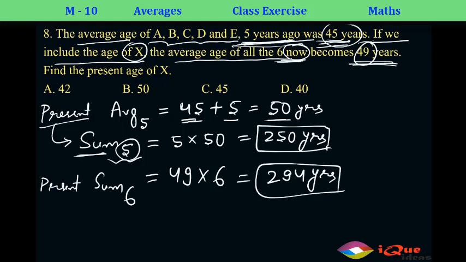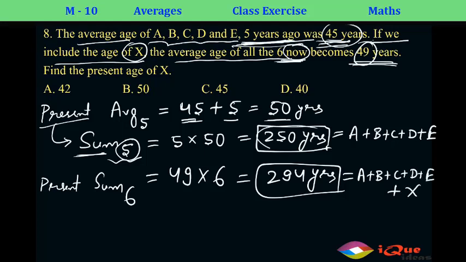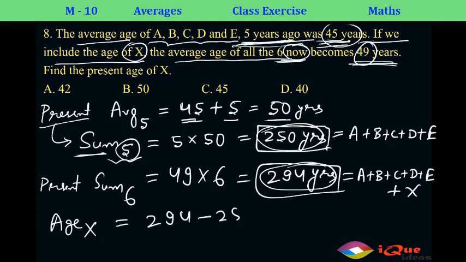Right, so please understand, just to make it clear, I'll write this: 250 is equal to A plus B plus C plus D plus E. And this 294 is equal to A plus B plus C plus D plus E plus X. So whatever is the difference of these two values will be the age of X. So present age of X will be equal to 294 minus 250, which is equal to 44 years.